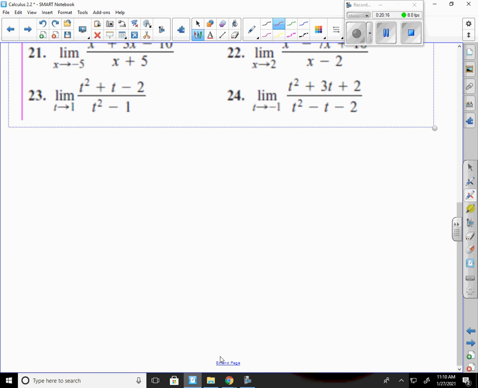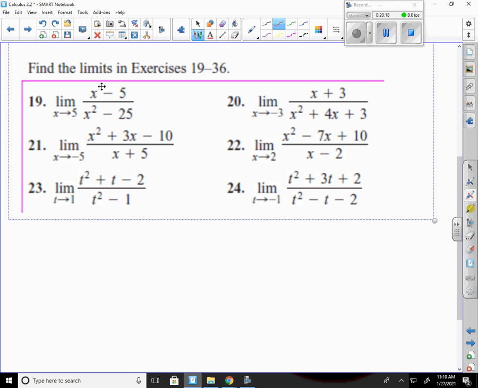All right, number 19 is where it starts to get a little harder. If I plug a 5 into the denominator, that's the first thing I'm going to try. 5 squared is 25. 25 minus 25 gives me 0 in the denominator. That's a problem. So next I'm going to look to factor my bottom out.